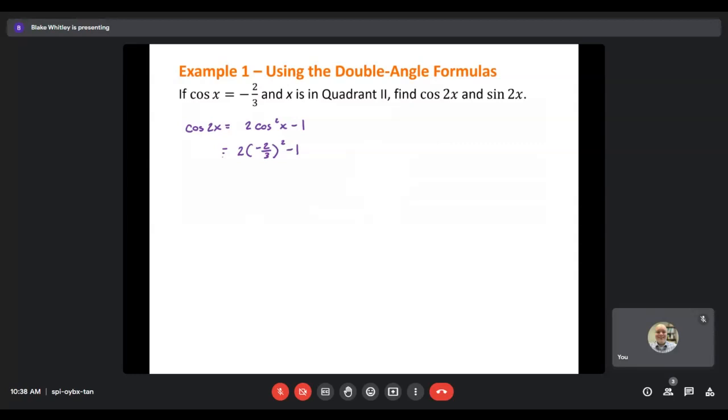And we'll follow our order of operations to simplify. So the first thing we do is the exponent. So negative 2/3 squared should give us 4 over 9. Now we can multiply. 2 times 4 over 9 should give us 8 over 9. And when we subtract here, we're going to need a common denominator. So we have 8 over 9 minus 9 over 9. And when we do that, that should give us negative 1/9.